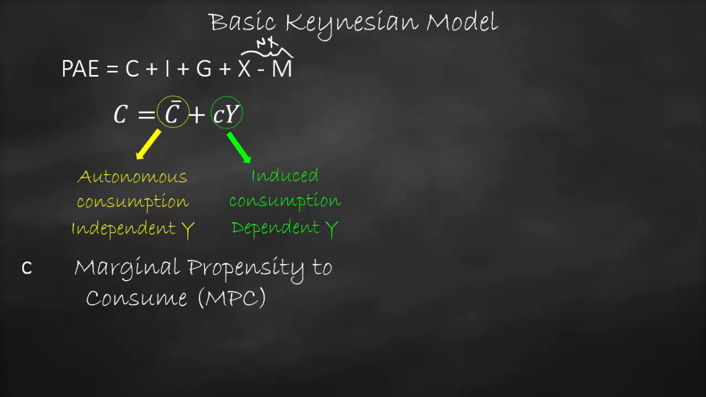This little c is called marginal propensity to consume, or MPC. What do you mean by marginal propensity to consume? For each one additional dollar of our income, how much are we going to consume from this additional dollar? It could be 90%. Consequently, we will save the rest, which is 10%. It could be 80%. Consequently, we will save the rest, which is 20%.